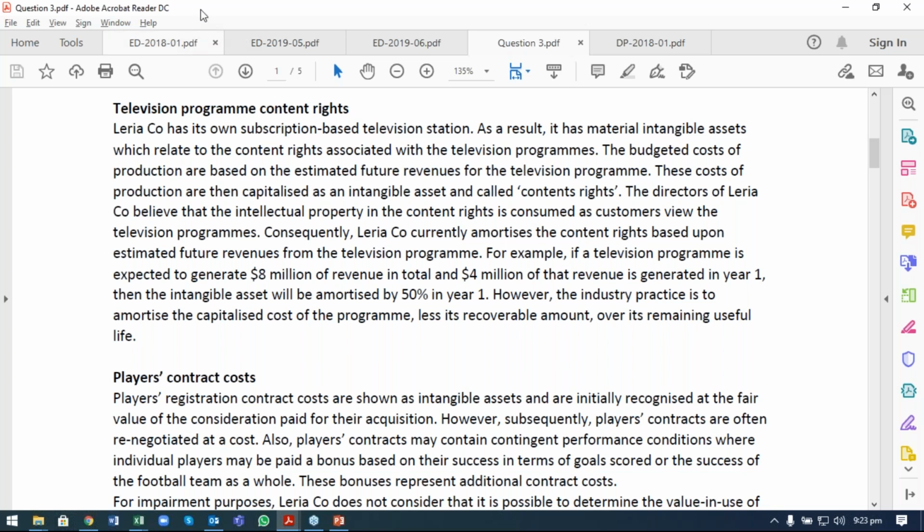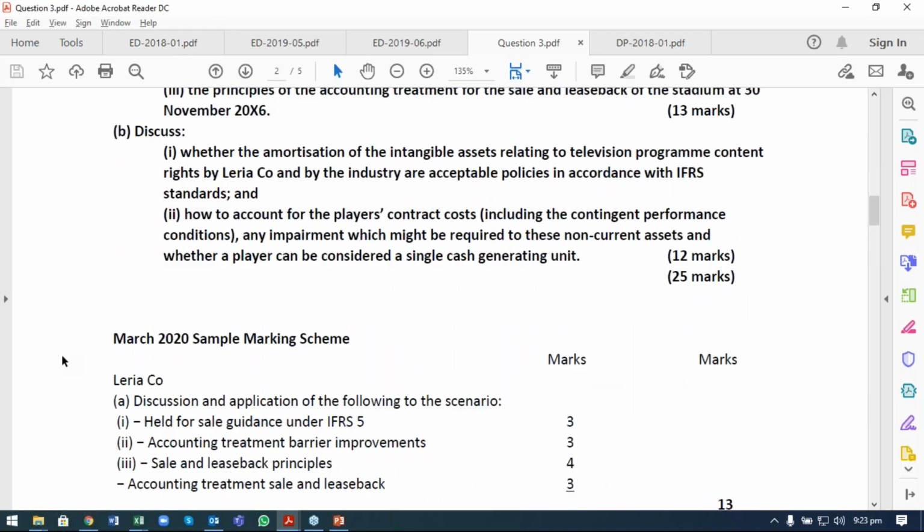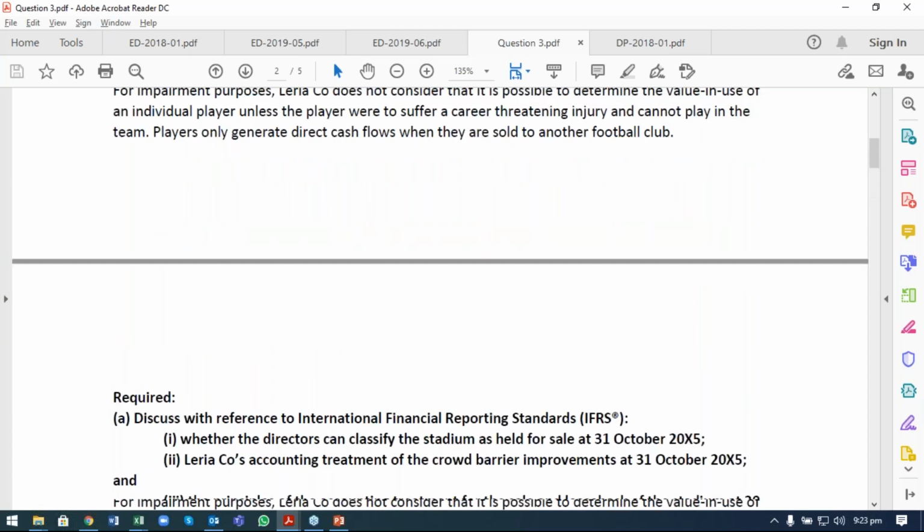Okay. Thank you, everyone. So the last thing is player contract cost. What is the requirement of player contract cost? How to account for the player contract cost, including the contingent performance conditions and any impairment which might be required to those non-current assets, and whether a player can be considered as a single cash generating unit or not. So in this case, first thing is how we are going to account for the contract costs associated with the player.